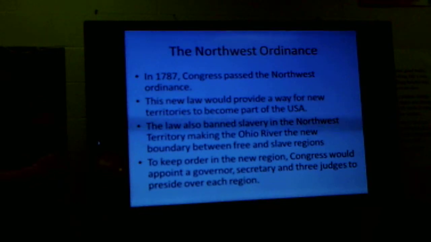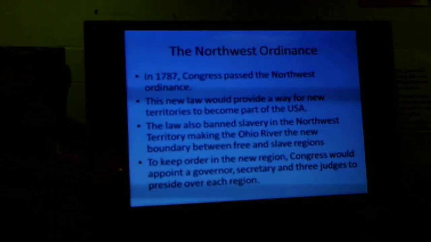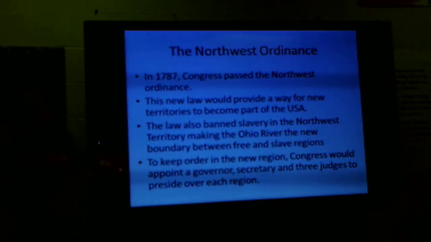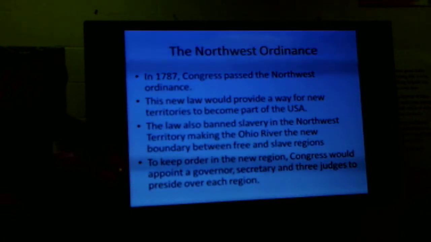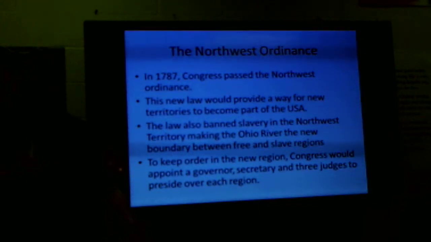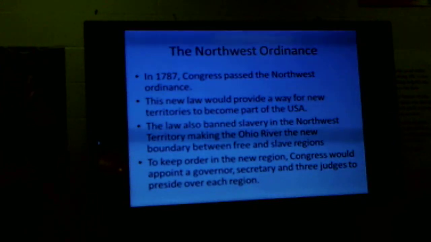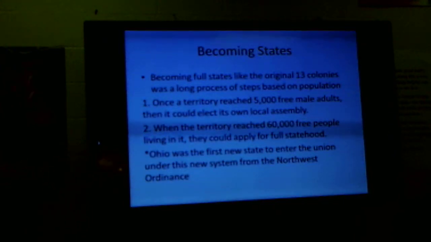To keep order in the new region, Congress would appoint a governor, a secretary, and 3 judges to preside over each region. Okay? So when you watch these old westerns, there's 1 governor, there's 1 secretary, and 3 judges. That's why those judges, when somebody acted up, they didn't have time to keep people on trial forever and ever. That's why they hanged a lot of people during that time. And you can see it, you know, kind of Western justice administered out there like you might see in the old Western movies.